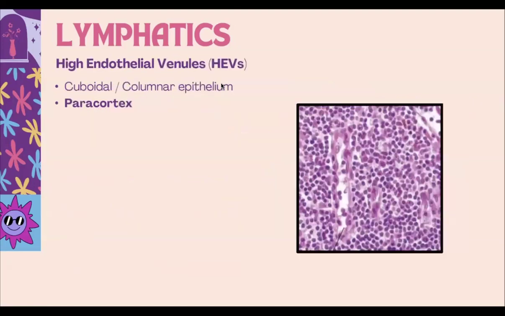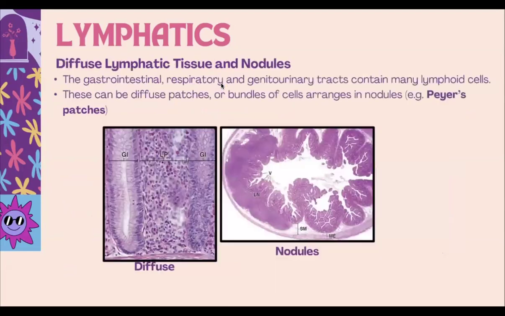So back to the high endothelial venules. This is what they look like. Okay, these are what you need to know. They're cuboidal or columnar in appearance. You can kind of tell, but not really, so just memorize this point. And they're found in the paracortex of the lymph node. And we'll get into this as well.